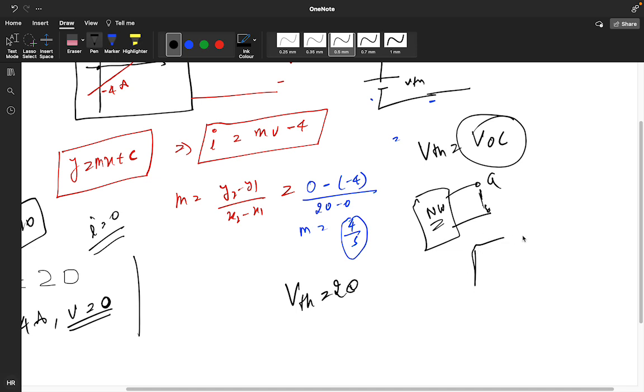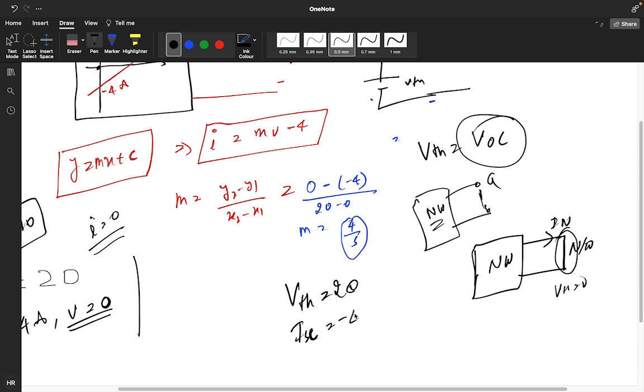And ISC means, in a Norton equivalent, what do we do? In a Norton equivalent, we do the short circuit. So this is your IN, and the IN current is given, and for the Norton equivalent the terminal voltage is 0 volt. So ISC is given as minus 4 ampere. And what about the resistor RTH? RTH is the ratio of these two, VTH by ISC. So how much will you get? 20 divided by minus 4, which is minus 5.